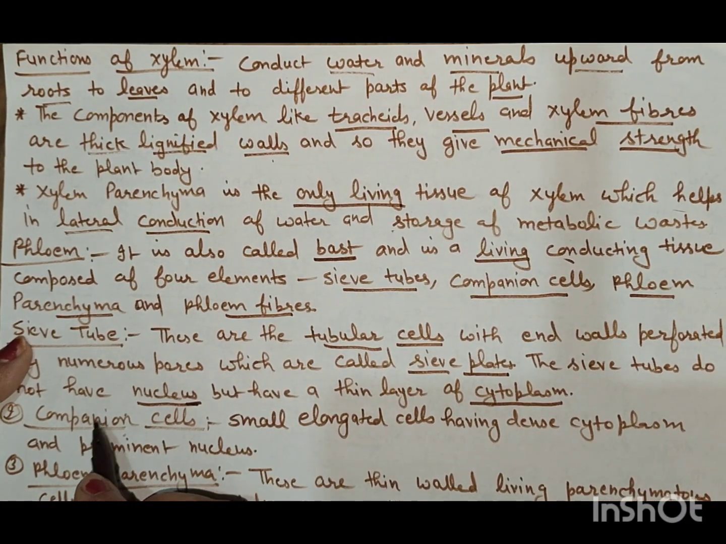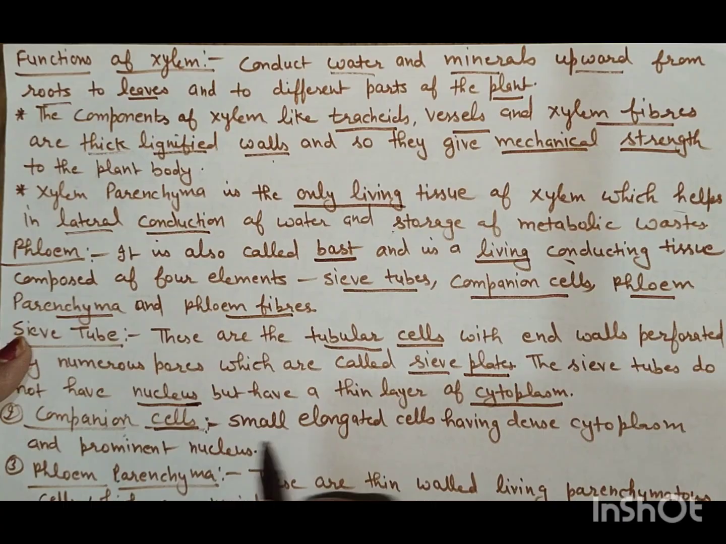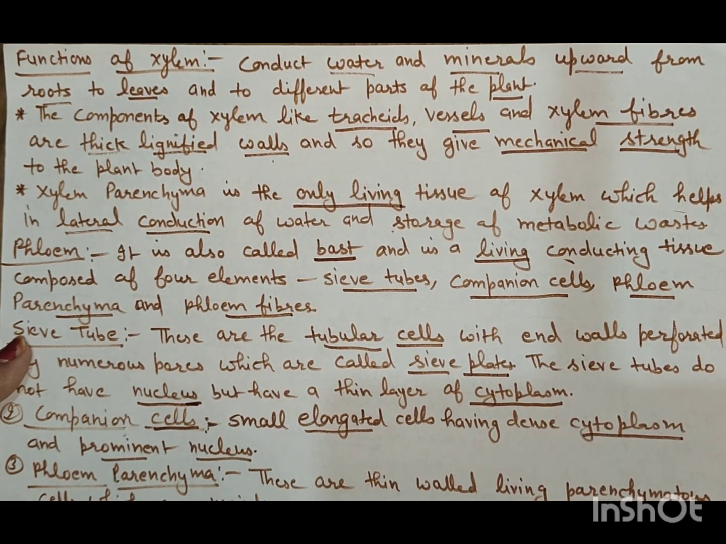Companion cell. As the name suggests, companions are friends that help the other cells. They are small, elongated cells having dense cytoplasm, and they have their own prominent nucleus.